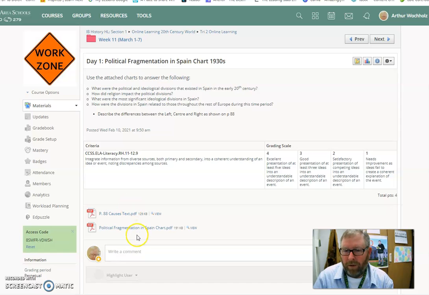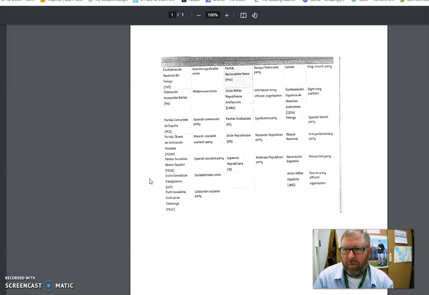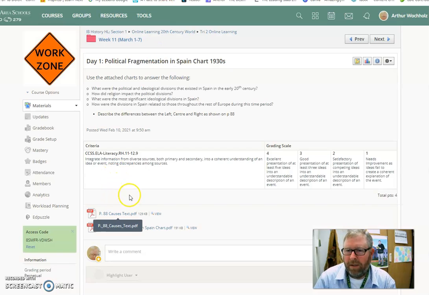And then we also have this chart, which looks like this. It's a little unclear in some parts, but the idea here is that you get to see some of the different parties that are formed, and who are the left and who are the center and who are the right. And we'll talk a little bit about what that means, basically, as far as Spain is concerned, and then how that is related to politics as we know it here in the United States.